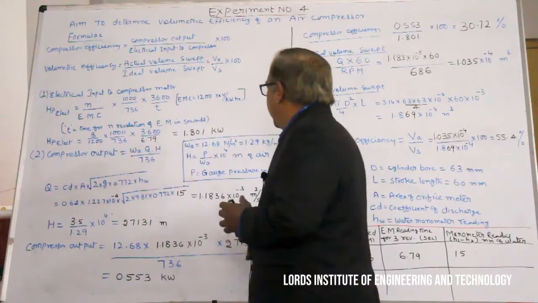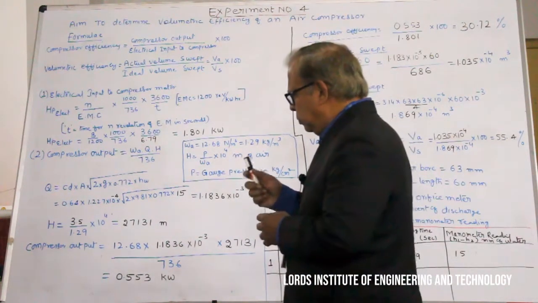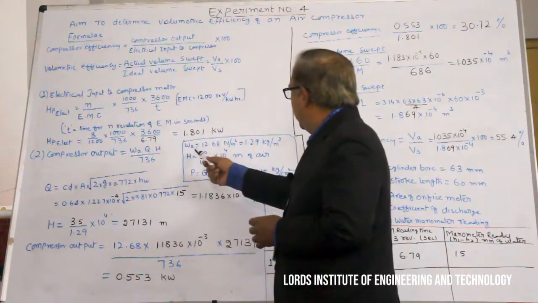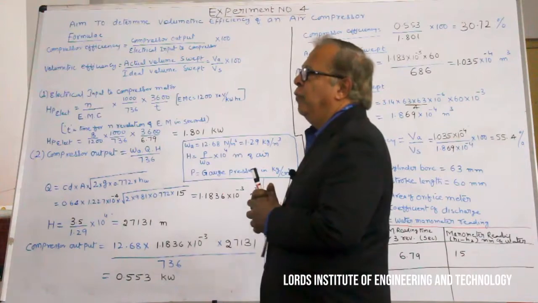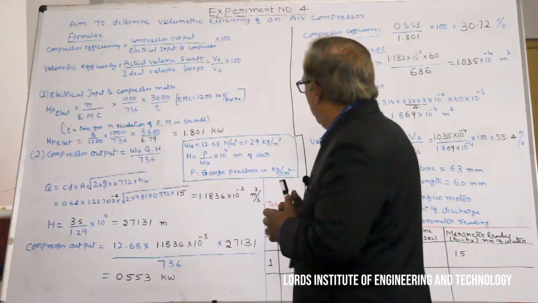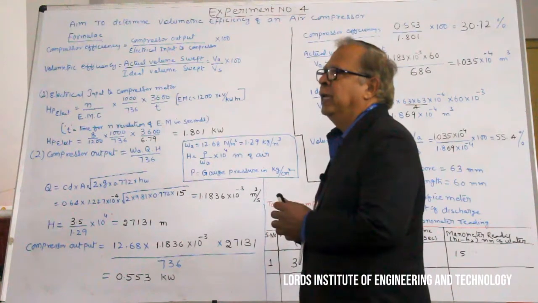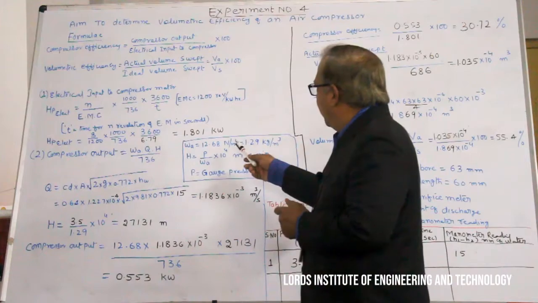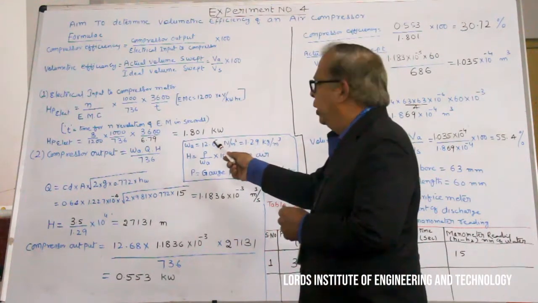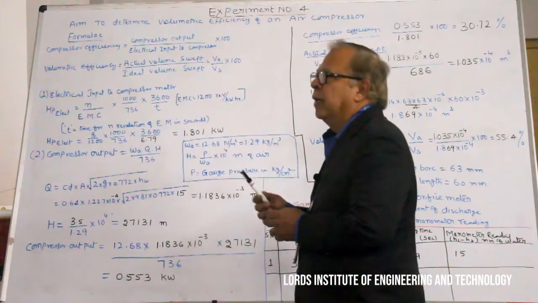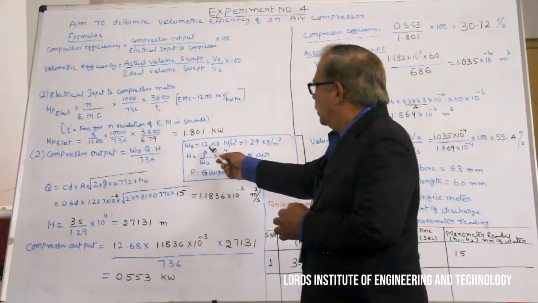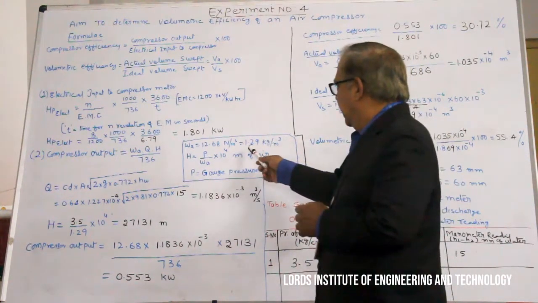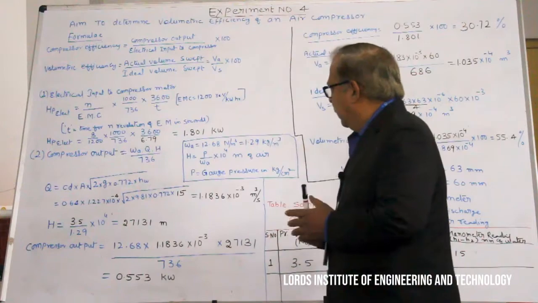WA is nothing but the density of air. Suppose the density of air is 1.29 kgs per cubic meter. Again, if you convert that into Newton per cubic meter, you multiply it by 9.81, so that we get WA, the density of air, as 12.68 Newton per cubic meter. Suppose if it is in kgs, then it is 1.29 kgs per cubic meter.